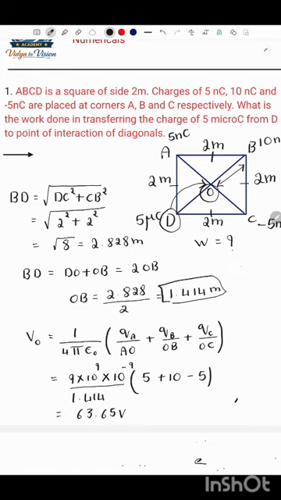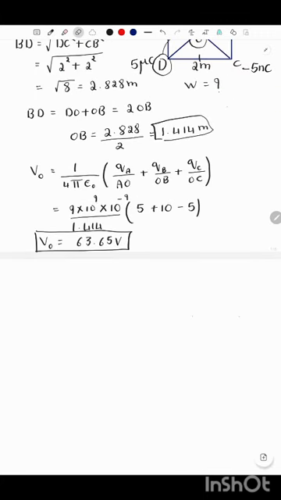63.65 volt. This is V0. Okay, we have calculated potential at the point O. Now we will calculate the potential at D.